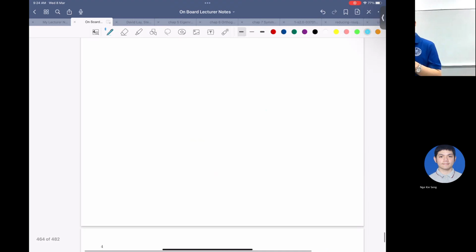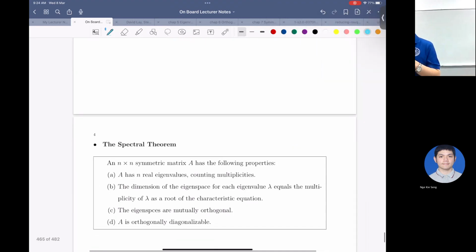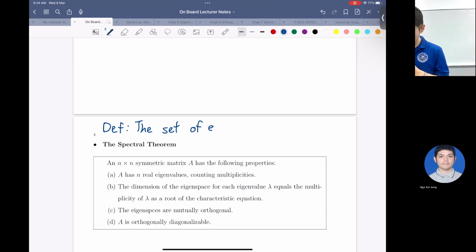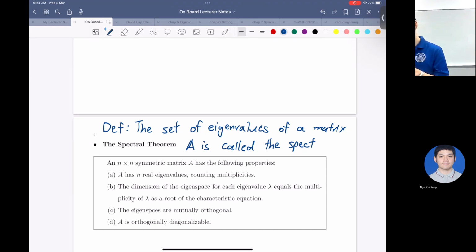Next, before we go into the spectral theorem, let's introduce a new word. Take a definition: the set of eigenvalues of a matrix A is called the spectrum of A. So next time if you hear about spectral theory, it most probably has something to do with eigenvalues. You collect the set of eigenvalues together, and we call it the spectrum of A.